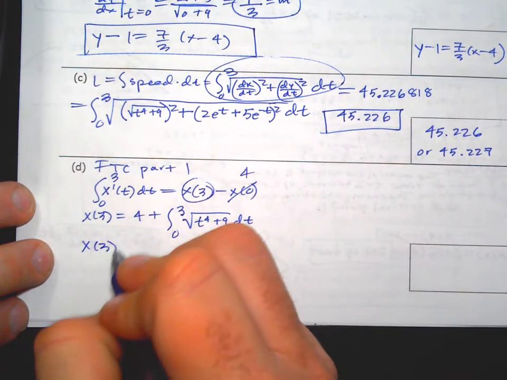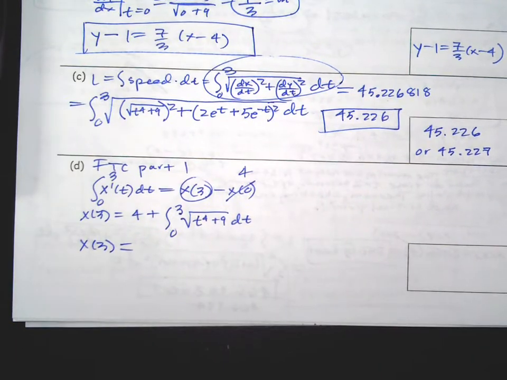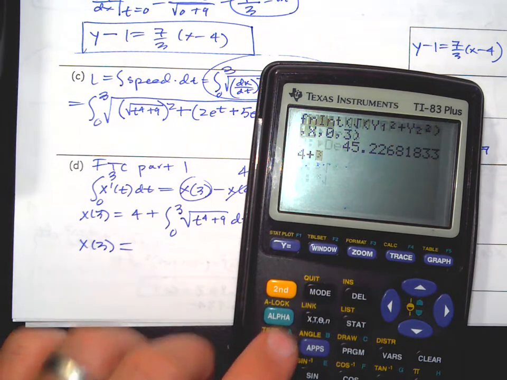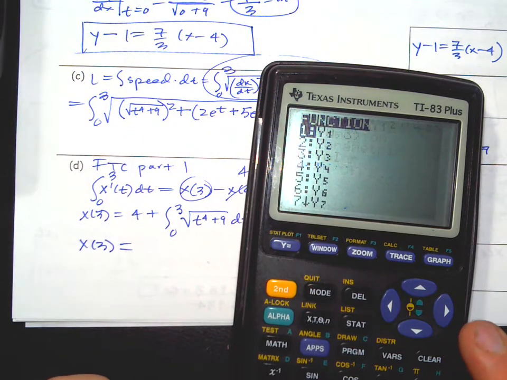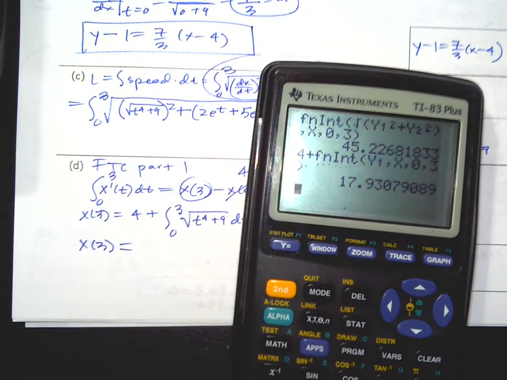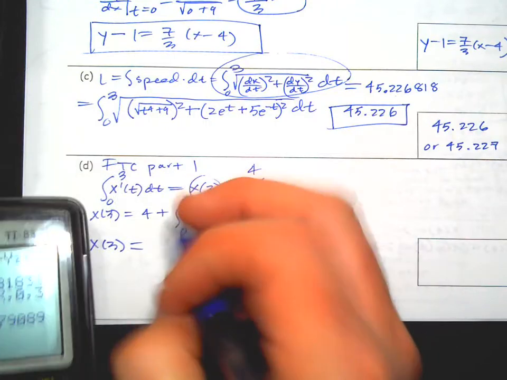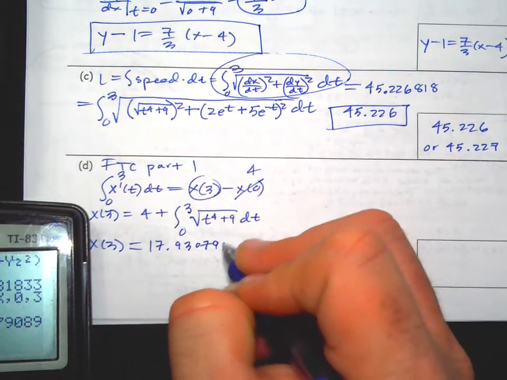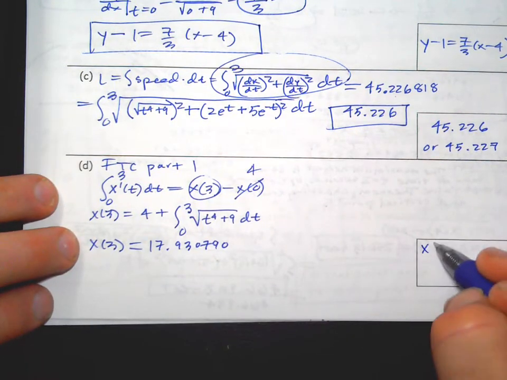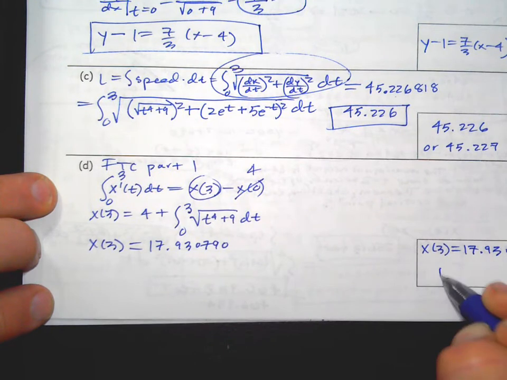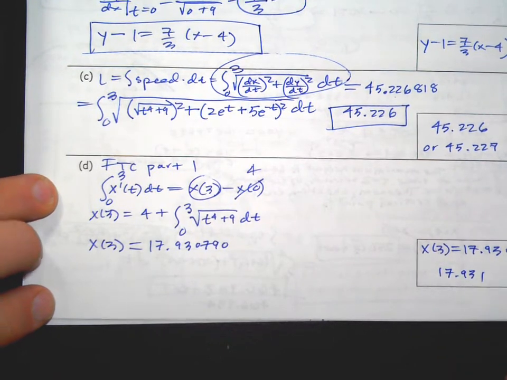This is really good setup, and you're going to need to show the setup to get full credit. So then I'm going to do 4 plus math 9, vars y, vars function y1, comma x, comma 0, comma 3. And there it is, 17.930790. So x(3) equals 17.930, or 17.931 if you want to round.